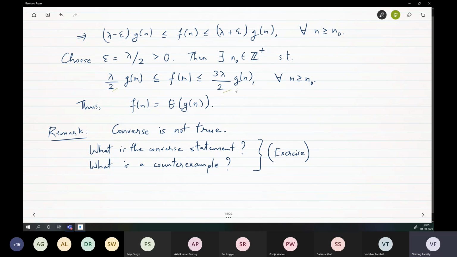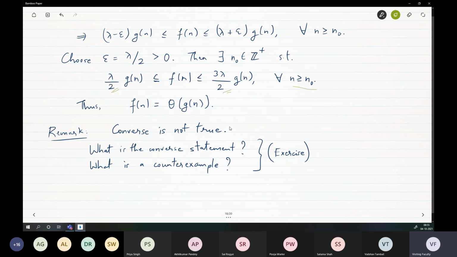So what do we have? We have fixed this choice, epsilon equal to lambda by 2. And now there is an n naught such that for all n greater than or equal to n naught, lambda by 2 gn is at most fn is at most 3 lambda by 2 gn. So this is like C1 and this is like C2. And therefore fn is theta of gn.